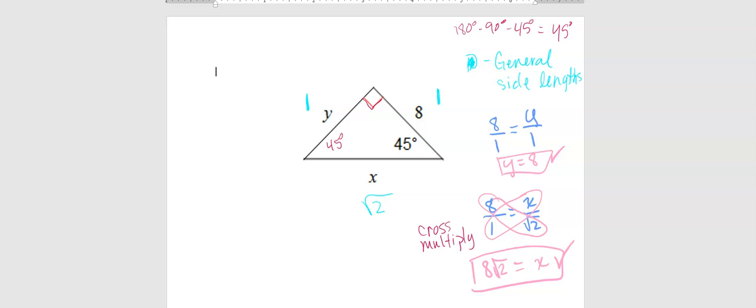Now I have my x and y values. This one's going to be 8 square root 2, and this one is going to be 8. You would run into a similar thing if you ran into a 30, 60, 90 triangle. You would just set up your general side lengths around the triangle and then create proportions to find the missing sides.